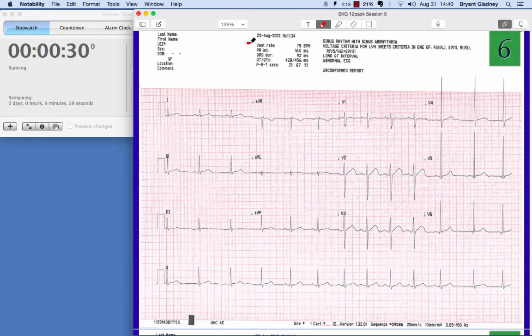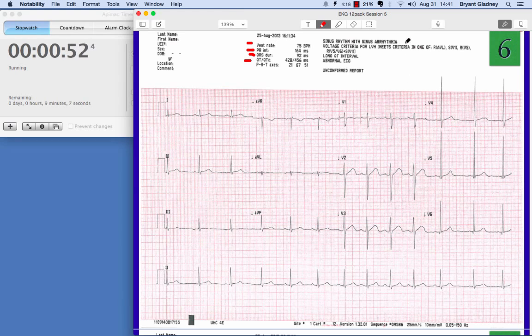Number 6, the rate is boring at 75. The PRI is right in the middle of the range. The QRS is less than 120. The QTC is just a hair long. Is there a P for every QRS, QRS for every P? Yes, there are. It looks like maybe we have some irregularity down here.